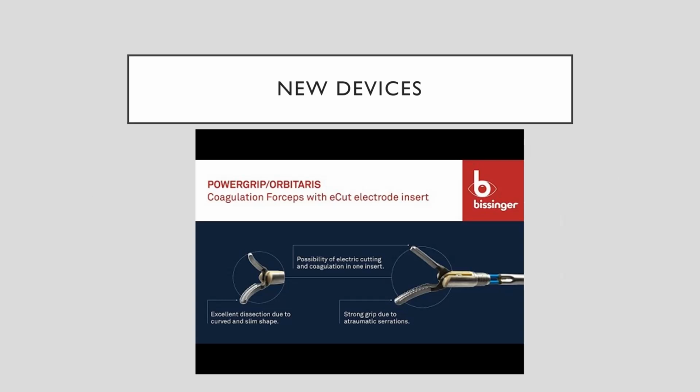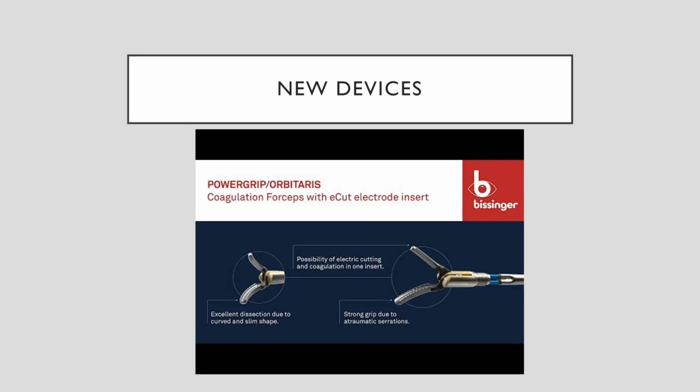And I think this is the device from Bissinger called eCut, and it has a different mechanism of working compared to the other advanced bipolars. It does not have a cutting blade. The way they have designed the blade is in such a way that it causes coaptation of the vessel walls, and vessel sealing and cutting effect at the same time.